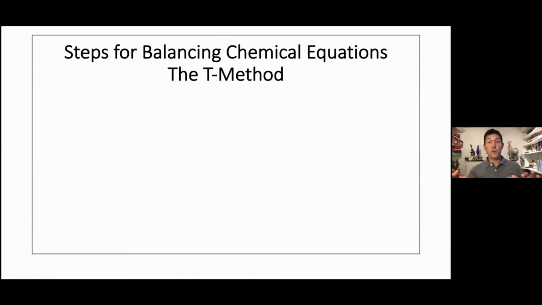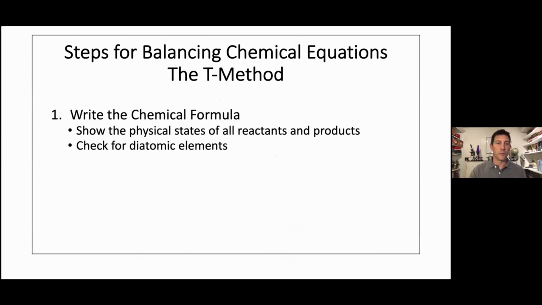Let me give you what I think are the easiest steps for balancing chemical equations, what we call the T method. I also like to call it the tree method. You'll see why in just a moment. I'm not going to go through all of these reading them to you. I'm just going to put them up here on the screen, and then I'm going to go through them step by step with an example.